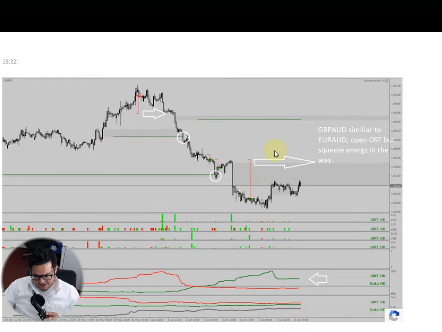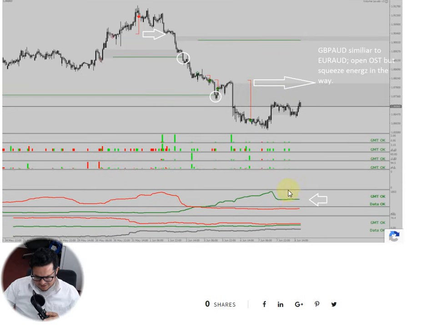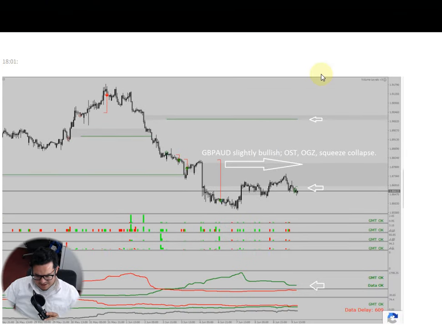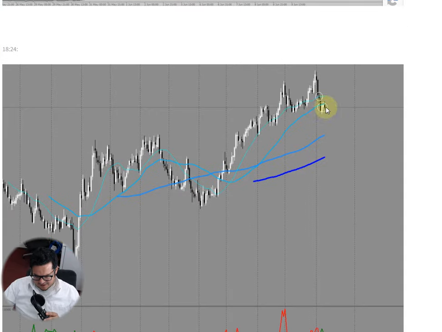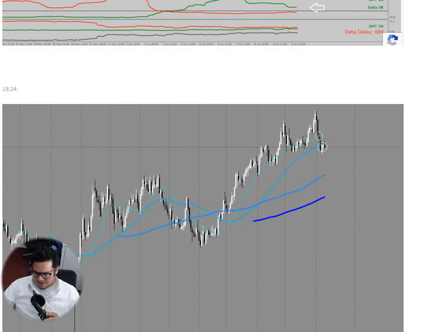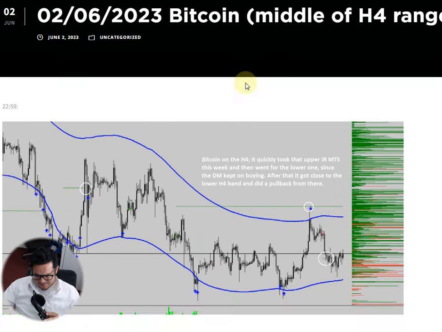Then the same thing. Okay, we also had this option strike target appearing, but again also the squeeze in the way, similar to Euro Aussie. Okay, see, that's why they're correlated, because the market structure is similar. Okay, and again they also did a similar thing, clearing the moving averages on the day chart.